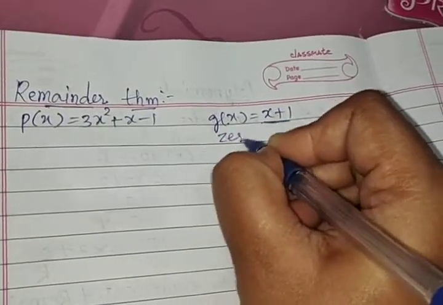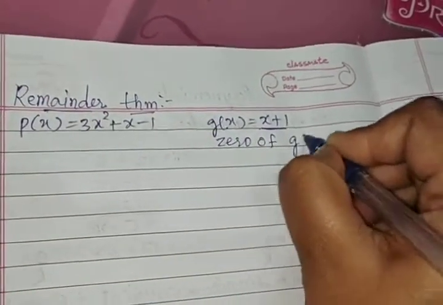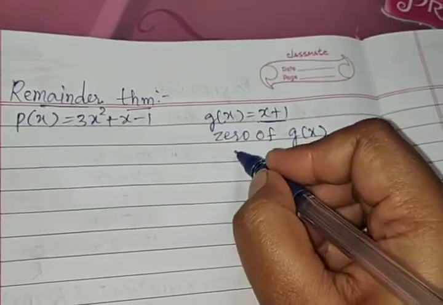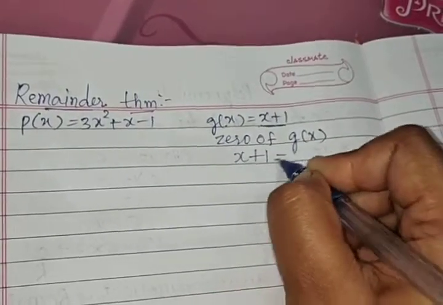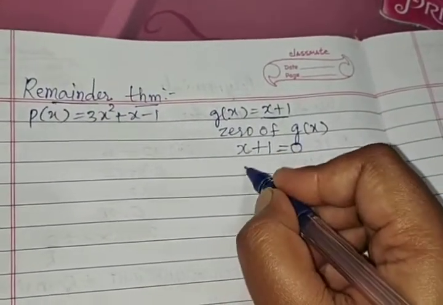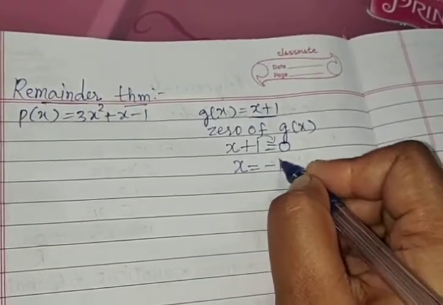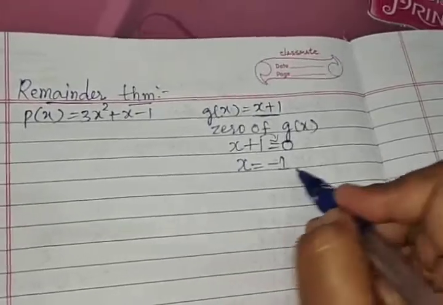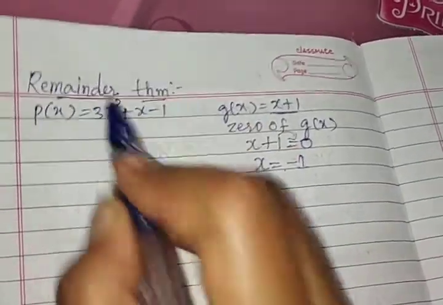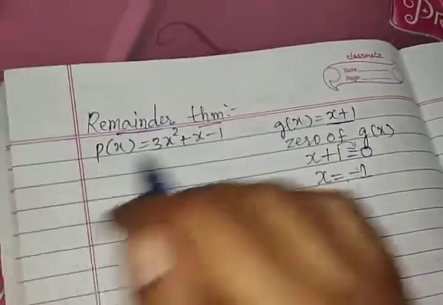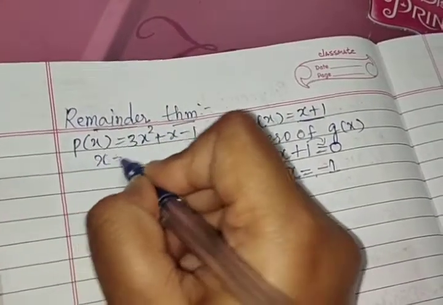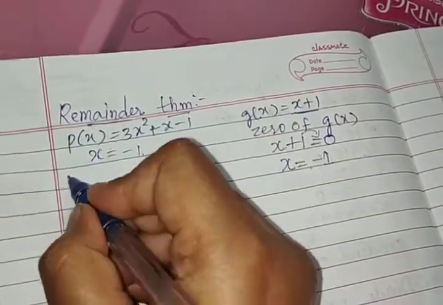So find the zero of g of x. How to find the zero of g of x? x plus 1 is equal to 0, and now when you do transposition, send this 1 to the right side, it becomes x is equal to minus 1. And now substitute this minus 1 in the given polynomial p of x. Let us consider x is equal to minus 1 and substitute in this.